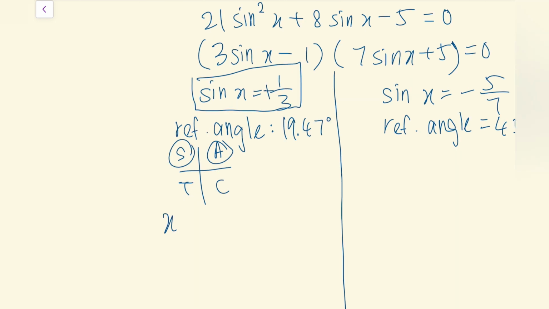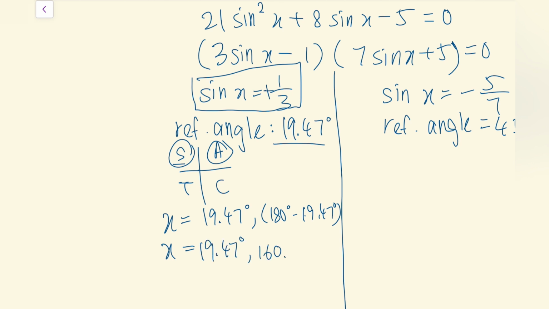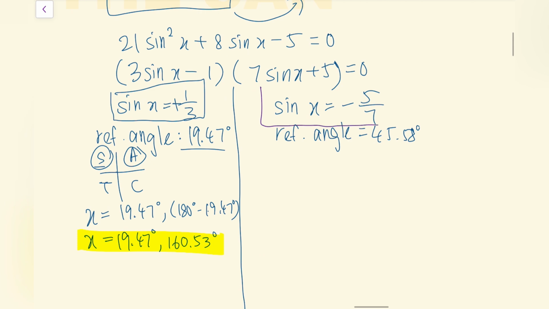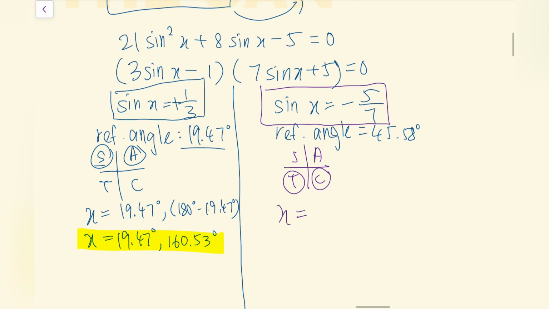So now x will be equal to, the first quadrant will be 19.47, and then the second quadrant will be 180 minus. So we will get x equal to 19.47 and 160.53. So this is the first two answers that we get. For the right hand side, here will be negative. So that means add sugar to coffee, we want the third and the fourth quadrant. So that means our x will be, the third quadrant will be 180 plus 45.58.